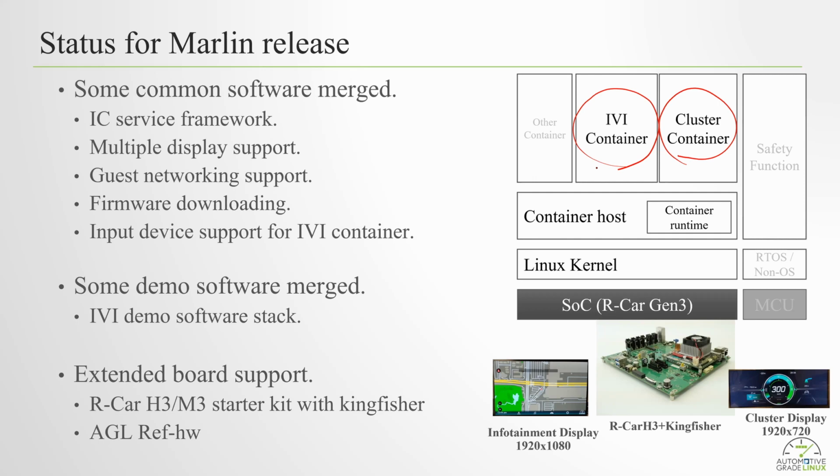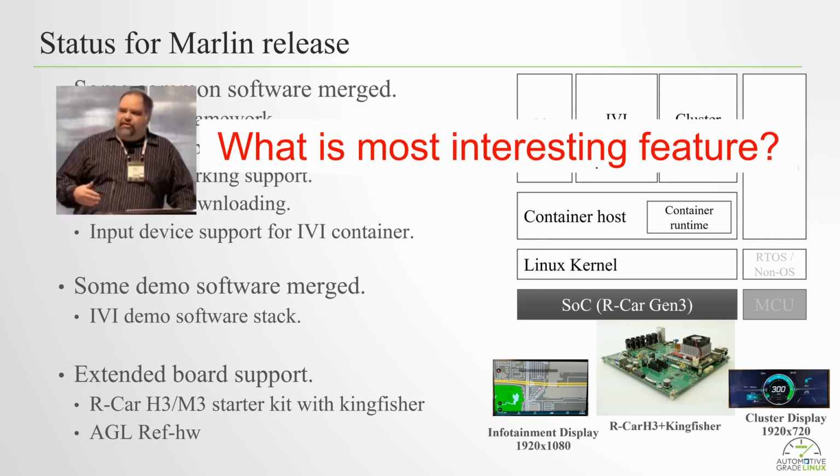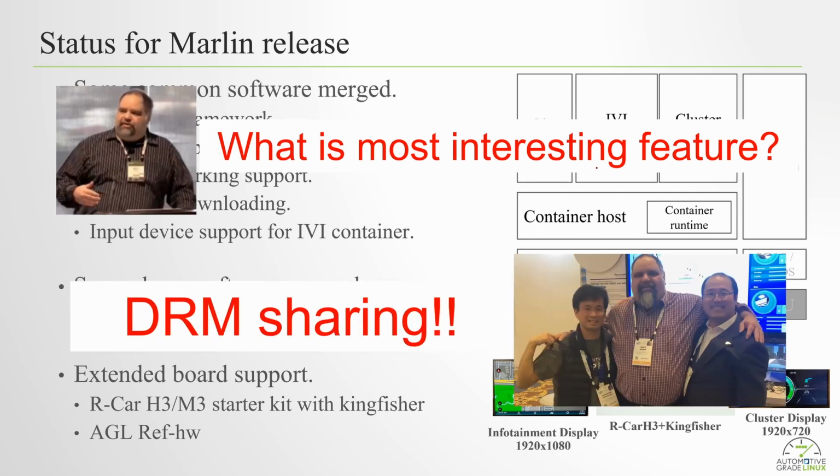And extended board support. In the LL release, only the Arca H3 and M3 starter kit without Kingfisher were supported. In this release, the Arca H3 and M3 starter kit with Kingfisher configuration and AGL reference hardware are supported. So what is the most interesting feature? The answer is DLM sharing. DLM sharing will be talked about by Kurokawa-san. Kurokawa-san, please talk about this information.